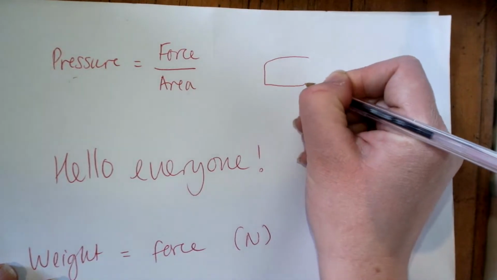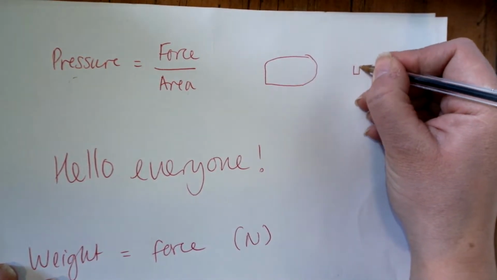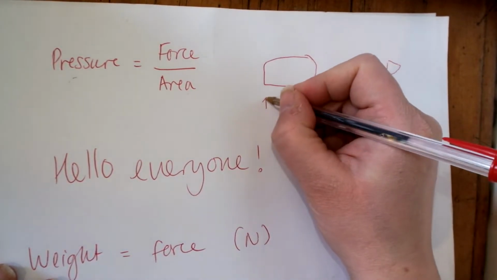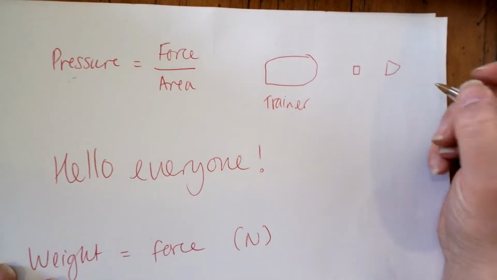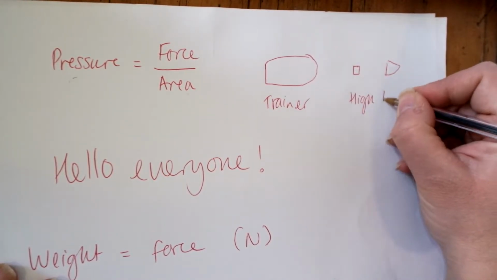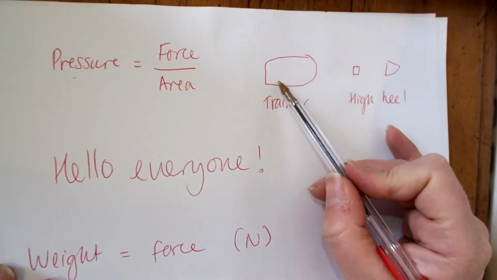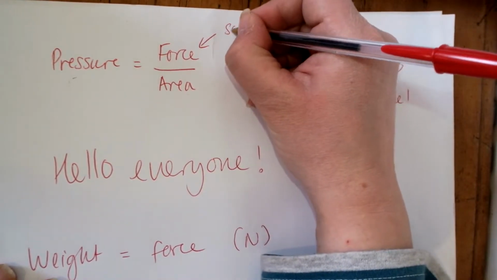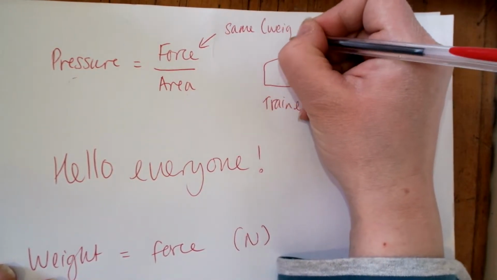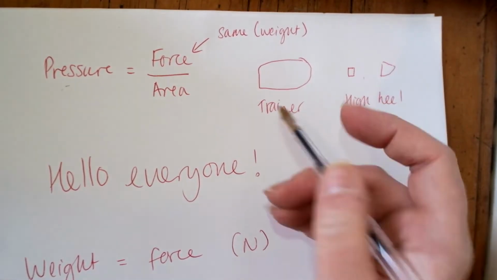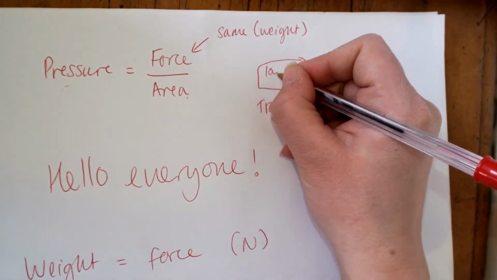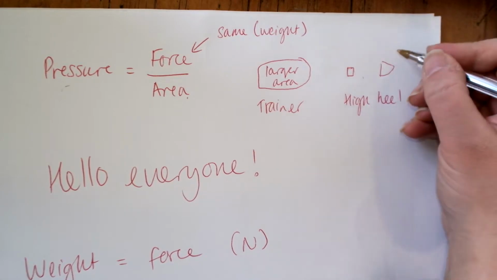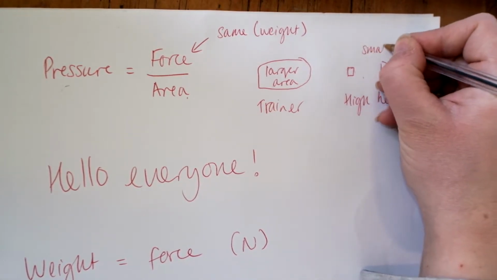If I looked at the bottom of a trainer like this, and the bottom of a high heel, which would have the heel and then just the front bit, wouldn't it? So this is like the bottom of them. This is my trainer, and this is my high heel. If I was the same person wearing both of these shoes, the force would be the same, which would be their weight pushing down on the shoe. Then this one here has a larger area. This one here, if we added up the area of that and the area of that, is a smaller area.